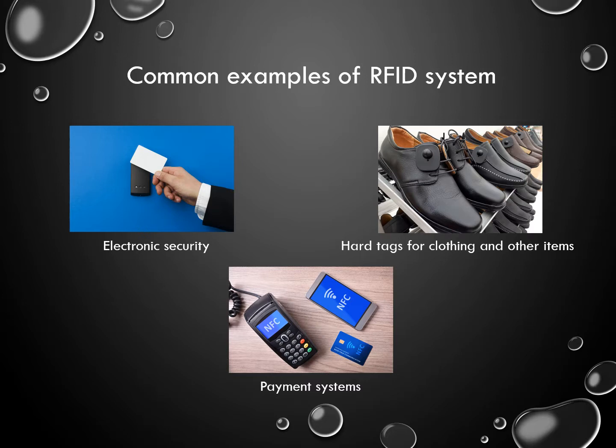So these are some common examples of RFID systems. Although this presentation is more about just inventory management, I decided to show some different types of RFID systems. So the ones for electronic security, payment systems, and this is one of the most common ones here, the hang tags for clothing and other items. So these are all different ways we see RFID systems being used around us daily.